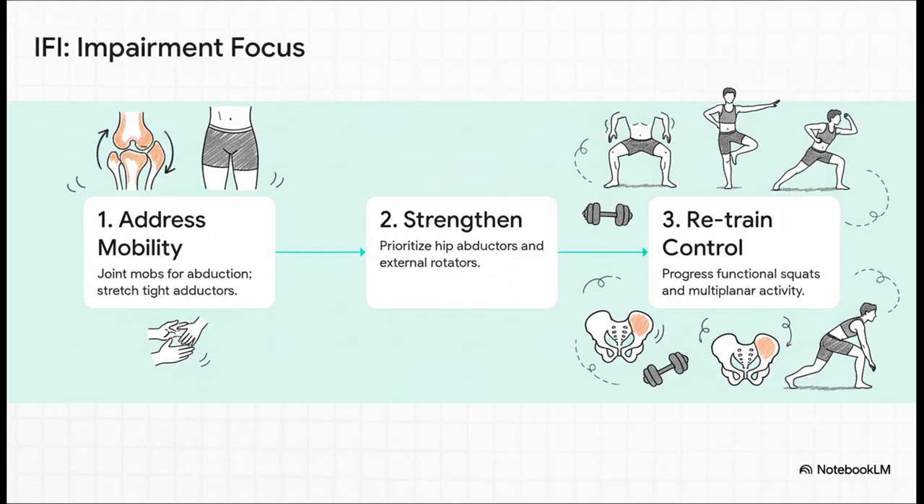Number 2, you strengthen for stability. You're prioritizing those hip abductors and external rotators to control the pelvis. And number 3, you retrain motor control, progressing them through functional activities that make sense for them.